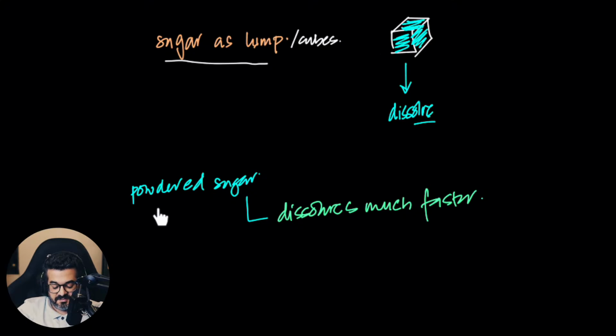So when we say small powdered sugar dissolves much faster, you might think, well, powdered sugar means smaller sugar clumps, so smaller lumps of sugar means faster rate of reaction. Is it because there's less area? No. In fact, when you powder something, you increase the surface area of contact. Now, what do I mean by that? Let me show it to you.